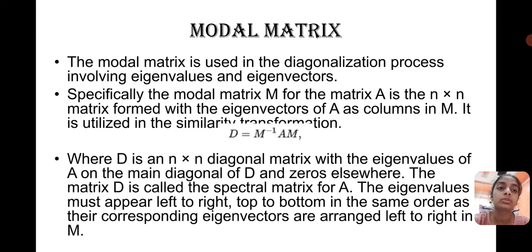Modal matrix. The modal matrix is used in the diagonalization process involving eigenvalues and eigenvectors. Specifically, the modal matrix M for the matrix A is the n by n matrix formed with the eigenvectors of A as columns in M. It is utilized in the similarity transformation D = M inverse AM, where D is an n by n diagonal matrix with the eigenvalues of A on the main diagonal of D and zeros elsewhere. The matrix D is called the spectral matrix of A. The eigenvalues must appear left to right, top to bottom in the same order as their corresponding eigenvectors are arranged left to right in M.